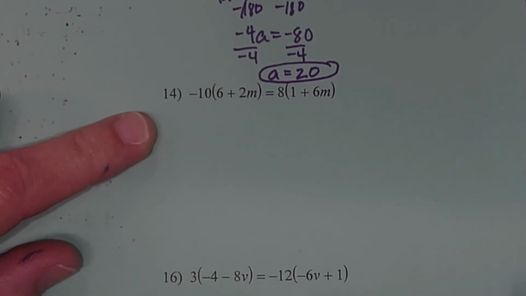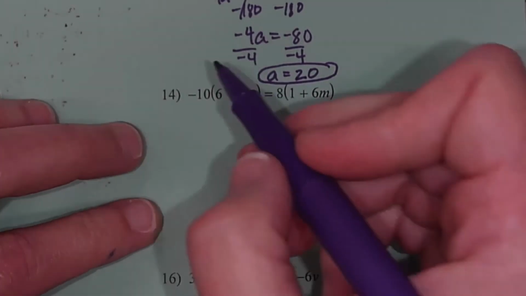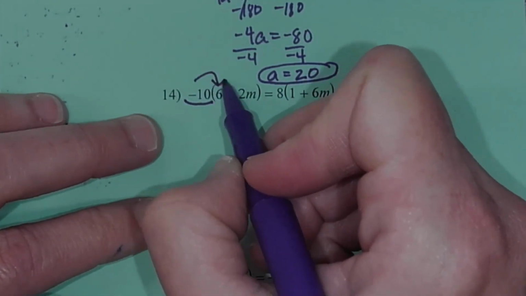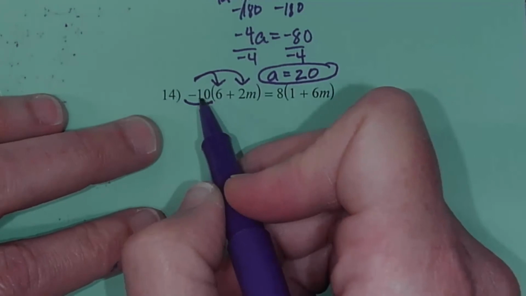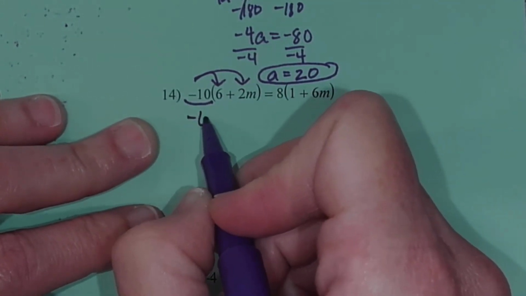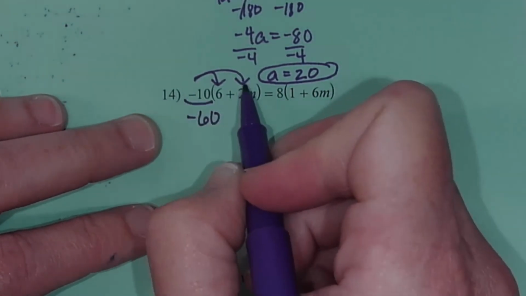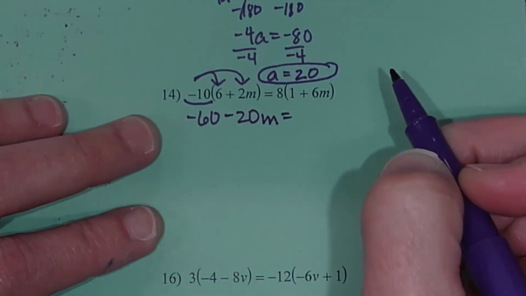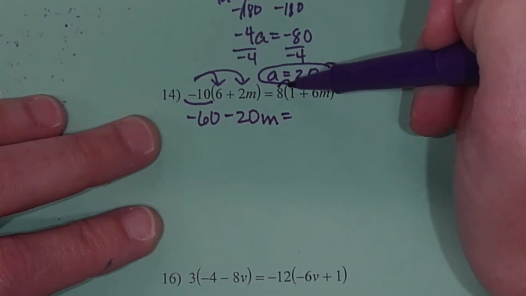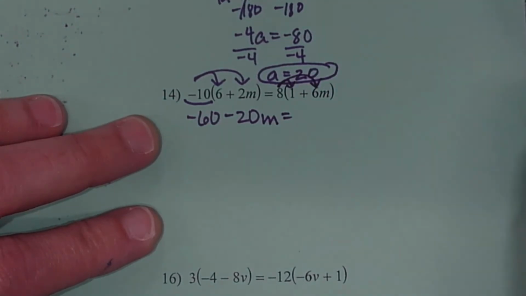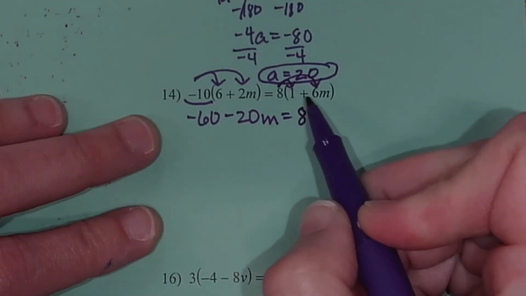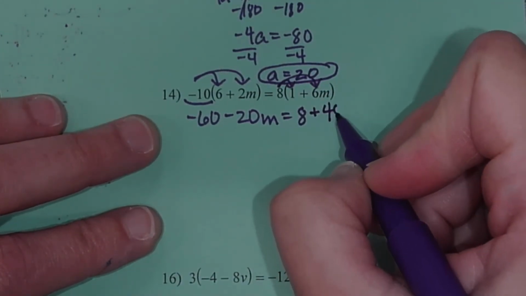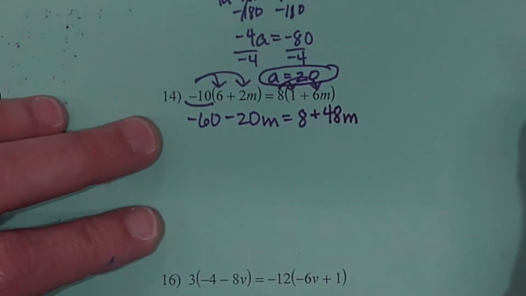So is there any distribution here? Absolutely, there's a ton of it. So let's distribute that negative 10, make sure you remember the negative sign, to the 6 into the 2m. So negative 10 times 6 is negative 60. Negative 10 times 2m is negative 20m equals, we got to distribute here also, 8 times 1 and 8 times 6m. So 8 times 1 is 8. 8 times 6m is positive 48. And that was an m there, so we're going to put an m here.